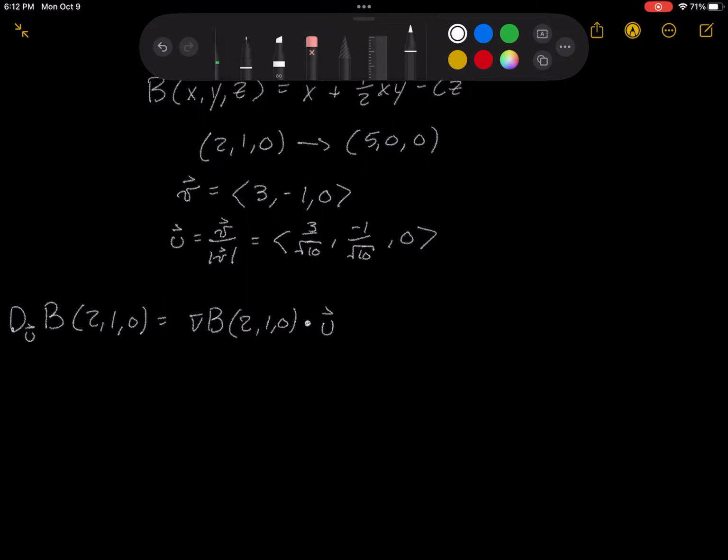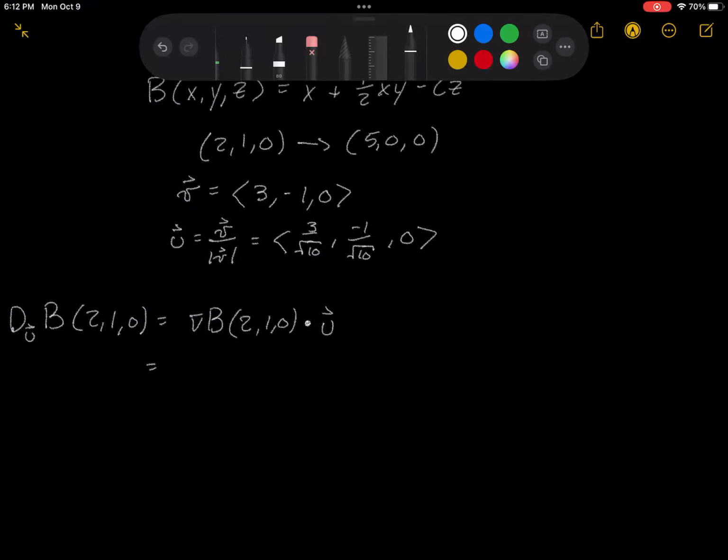Right, this is so nice. I can get any directional derivative I want by taking my gradient vector, which is the vector of partial derivatives, and then projecting it onto the right direction. All right, let's go through this.